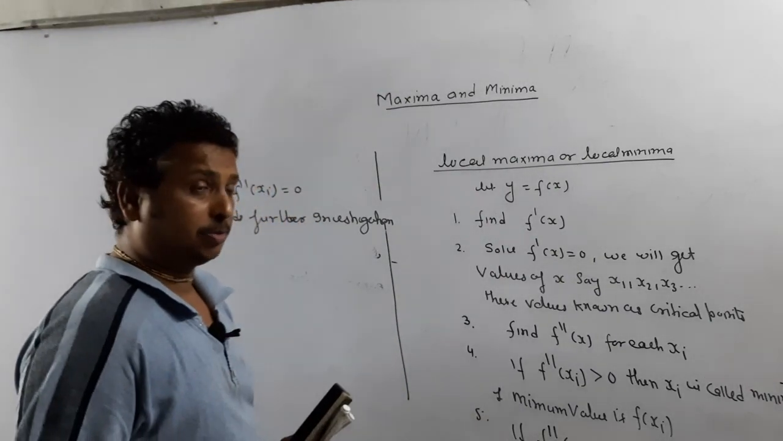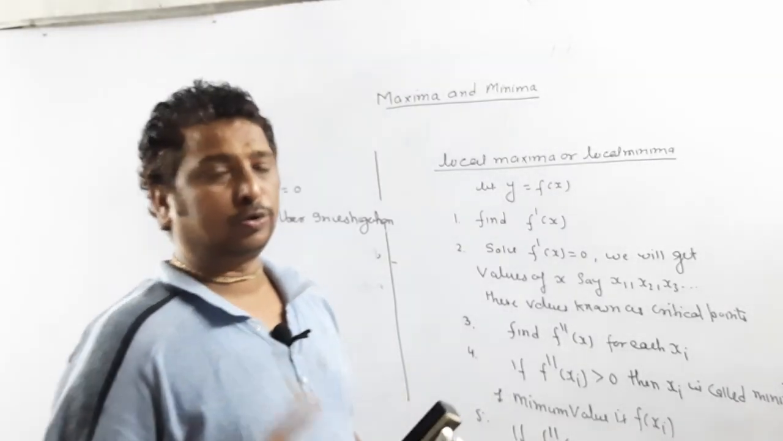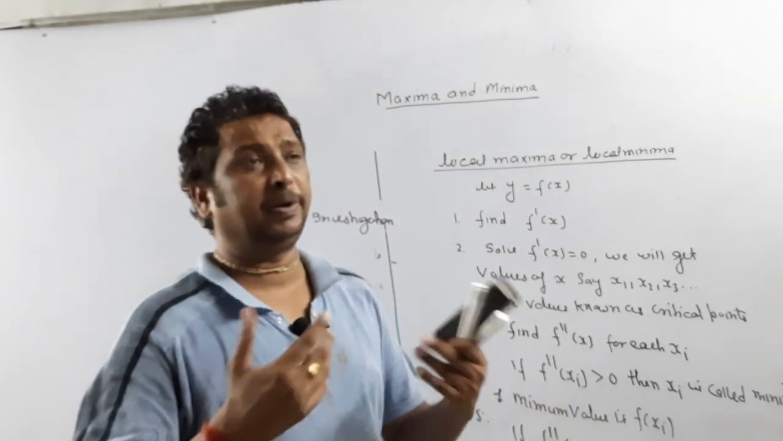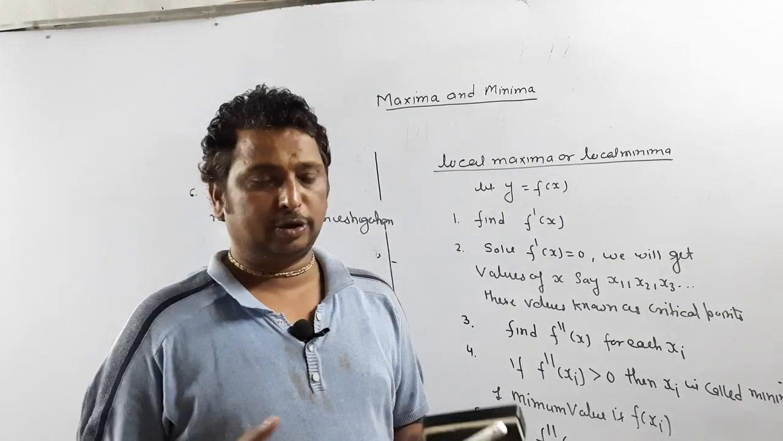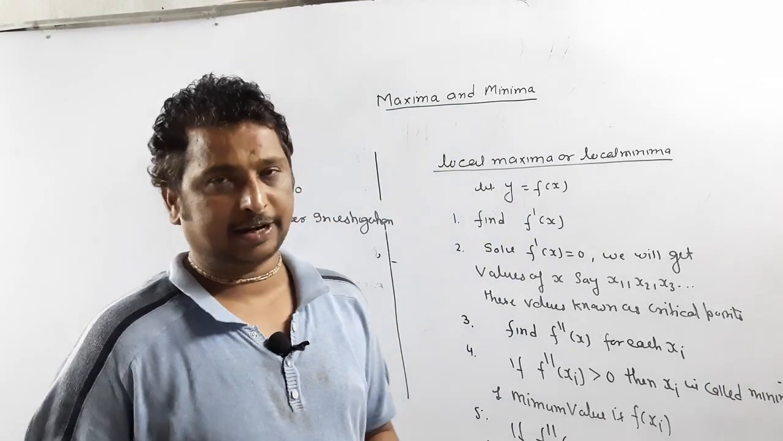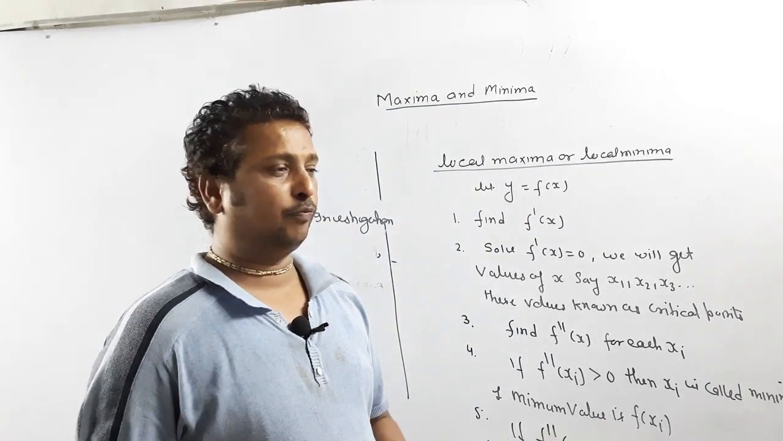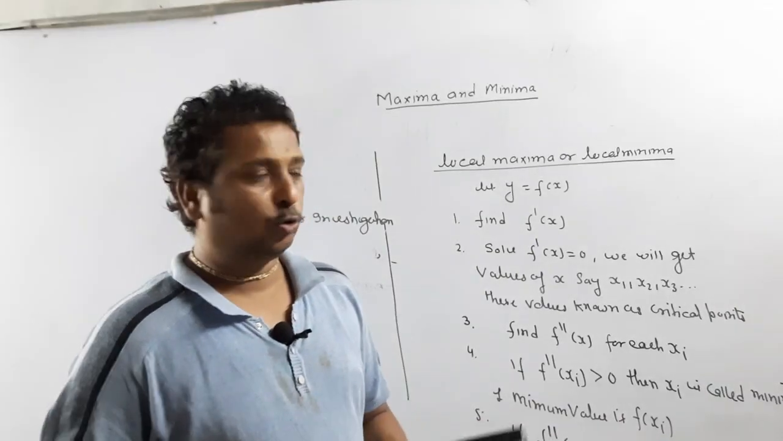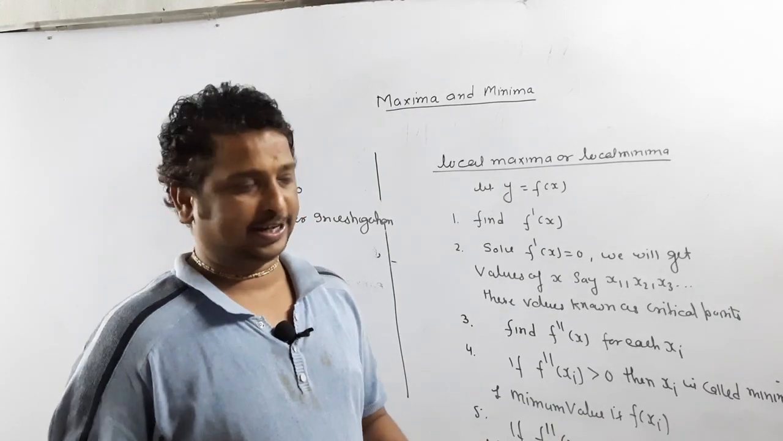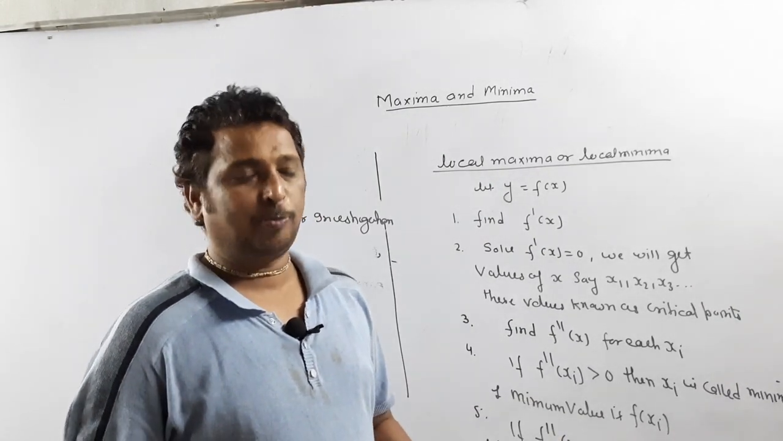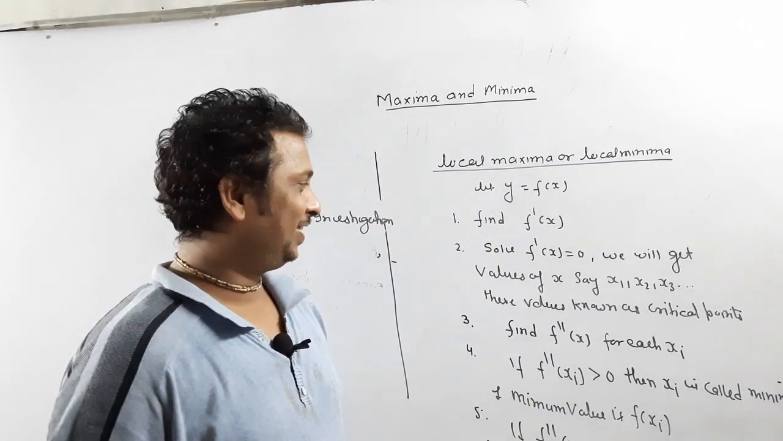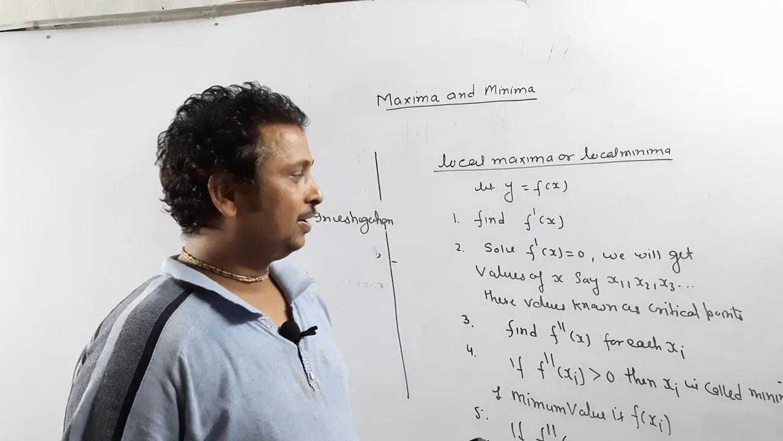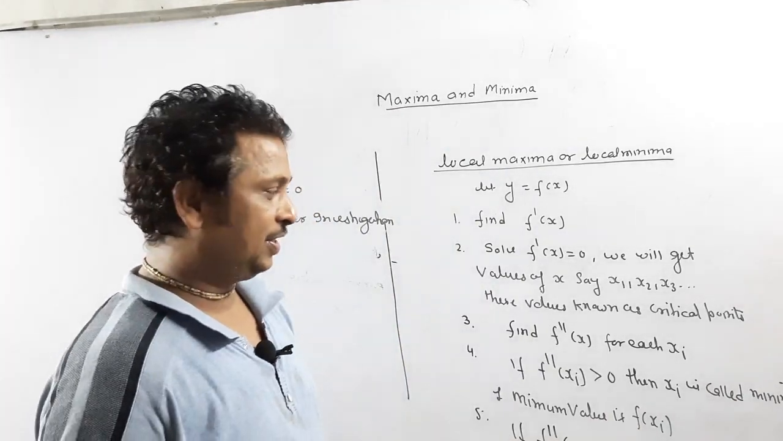Now I am going to explain global or absolute. Absolute means always the bigger one. Local and global are different things. Local means, suppose we are in South India, the local hero is Vijay and others. And global means what? Amitabh Bachchan is the global actor. In that way we can say.